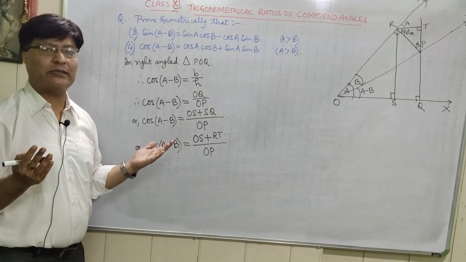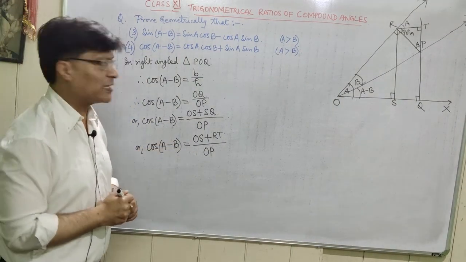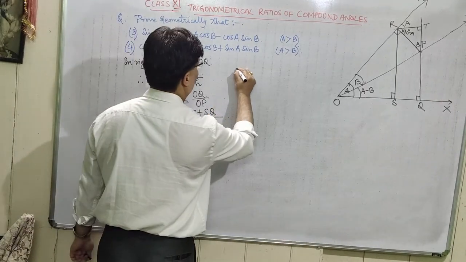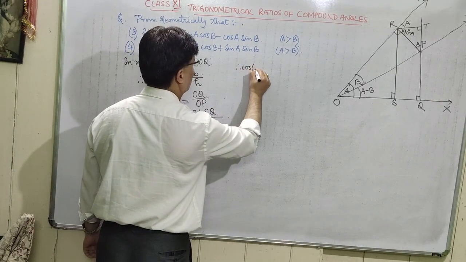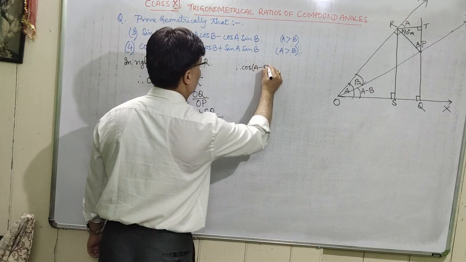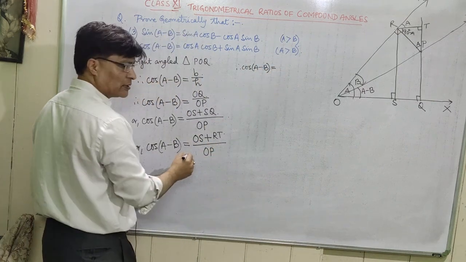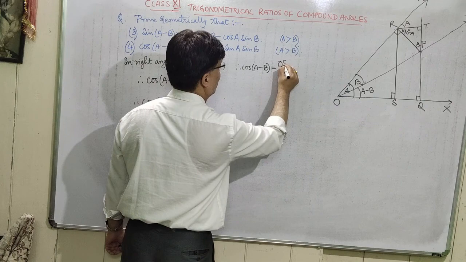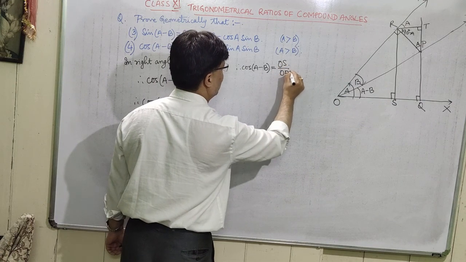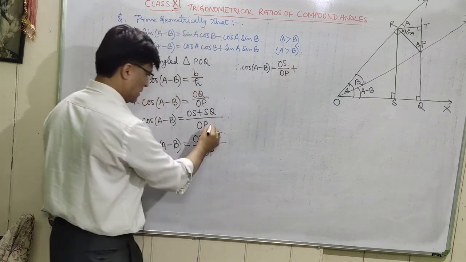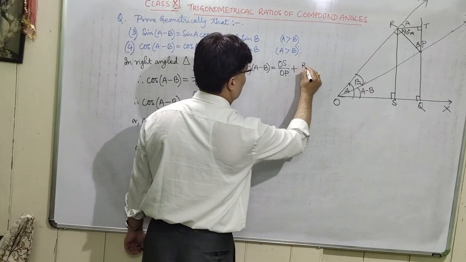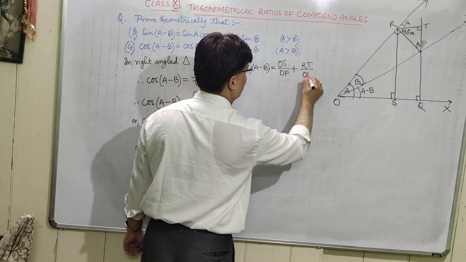So I think you have understood it. So you can separate this fraction now. Therefore, cos of A minus B is equal to, let us separate the term, OS upon OP plus RT upon OP.